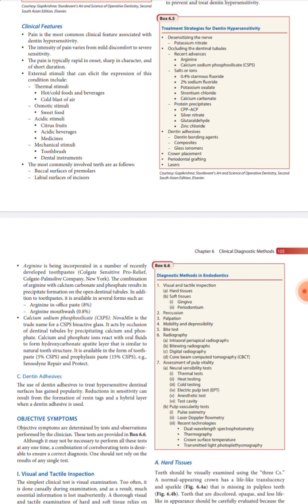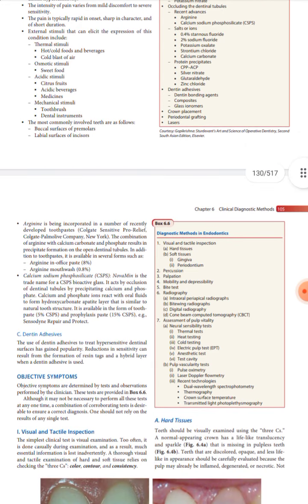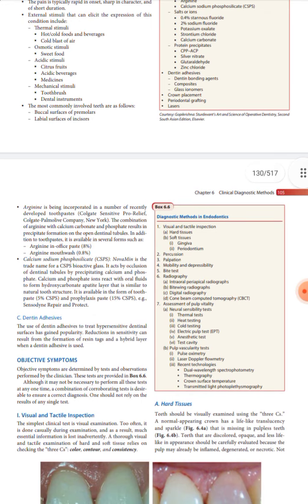External stimuli that can elicit expression of this condition include thermal stimuli: hot and cold foods, beverages, cold blast of air. Osmotic stimuli: sweet food. Acidic stimuli: citrus fruits, acidic beverages, medicine. Mechanical stimuli: toothbrush, dental instrument.